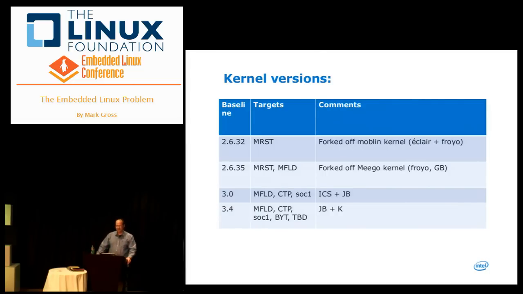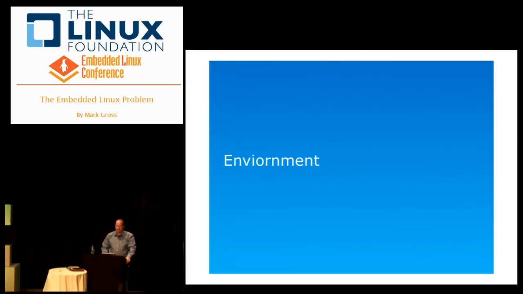Okay, so now we're on to 3.4, and this is good. This is targeted for Jelly Bean and the K dessert, and possibly the L dessert, depending on when it comes out. But we've dropped Moorestown, as you can see, and so it's Merrifield, Clover Trail, the Bay Trail, SOC1, and probably another couple of SOCs will be hosted in this particular kernel before the end of this year, actually. So that's kind of the history of the kernels.